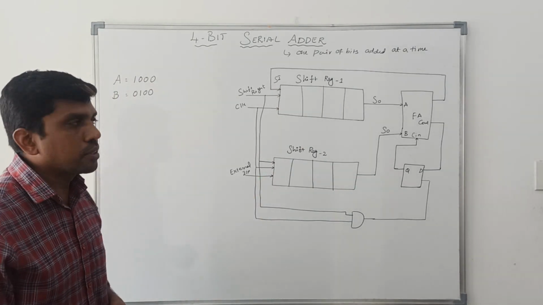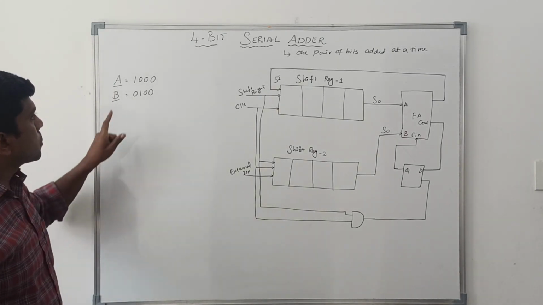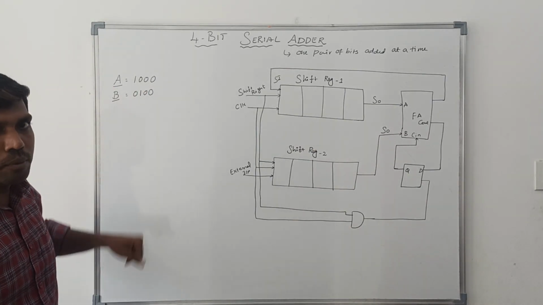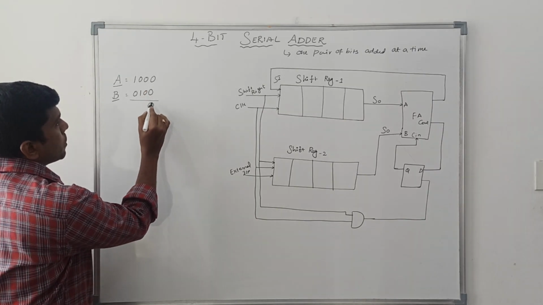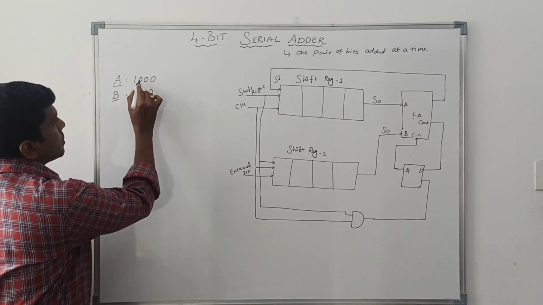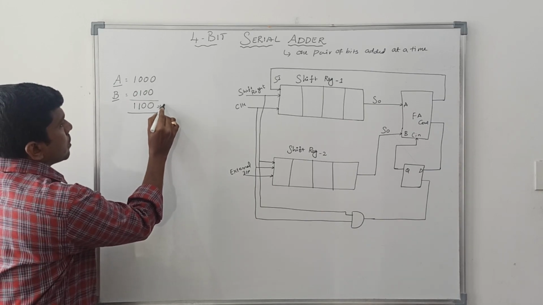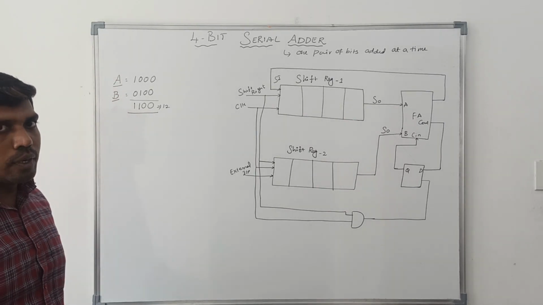Now we will discuss the operation. Let me consider two values A and B. A value is 1000, B value is 0100. After adding these two values, the bitwise result is 0 plus 0 is 0, 0 plus 0 is 0, 0 plus 1 is 1, 1 plus 0 is 1. So after adding these two values, we will get the result 12.